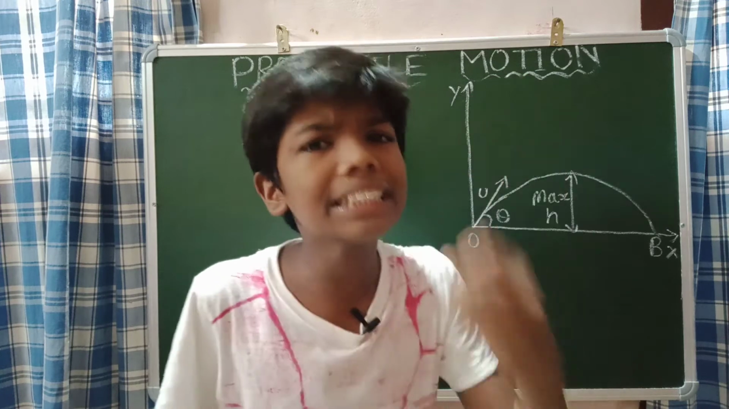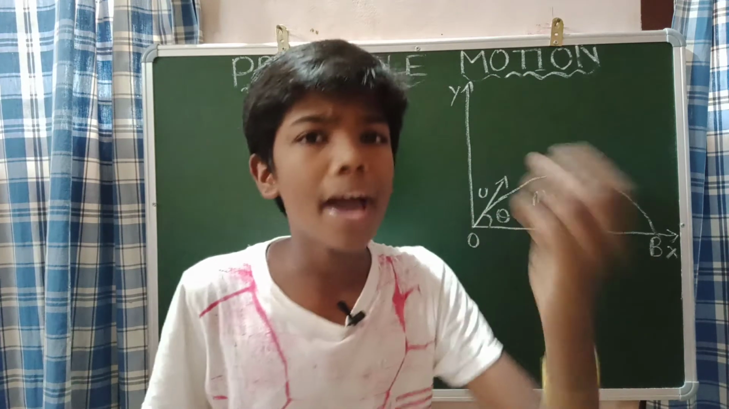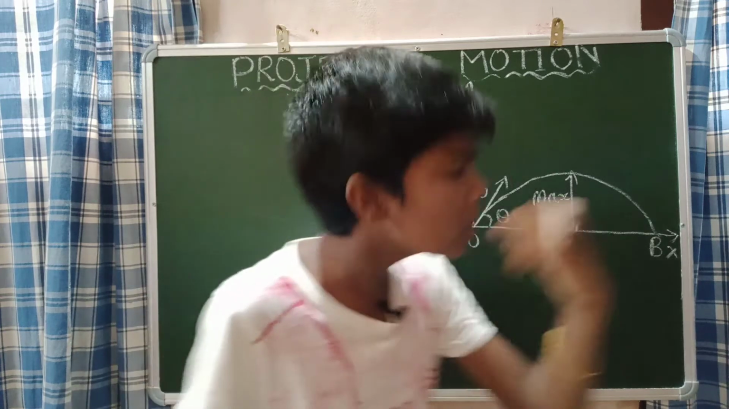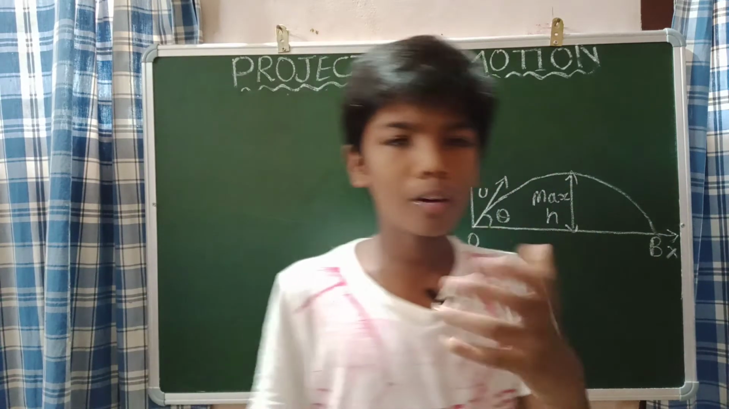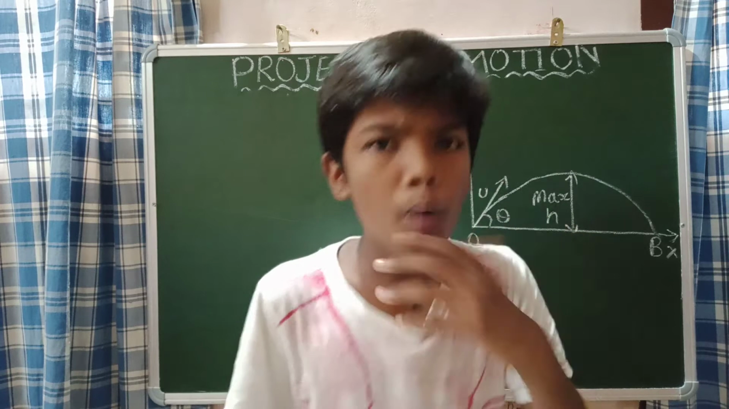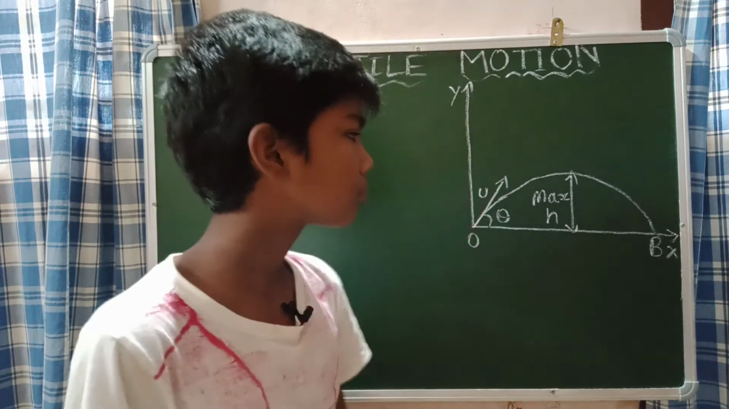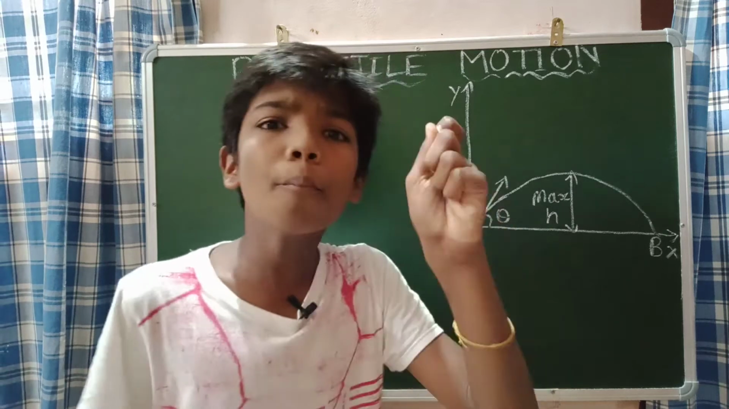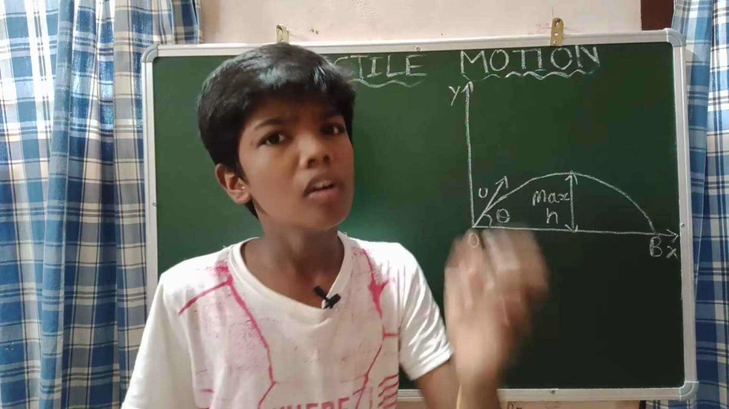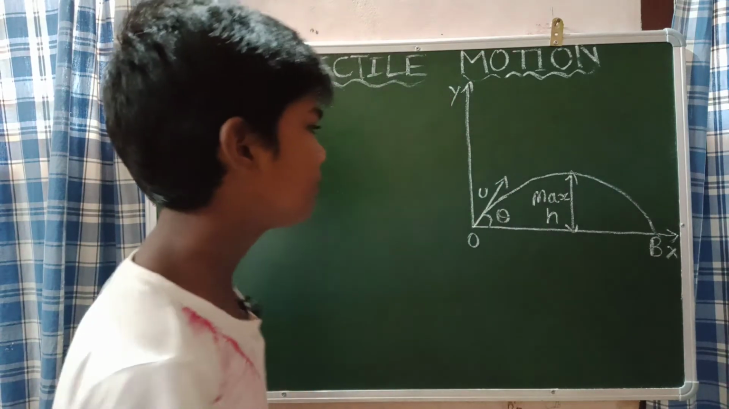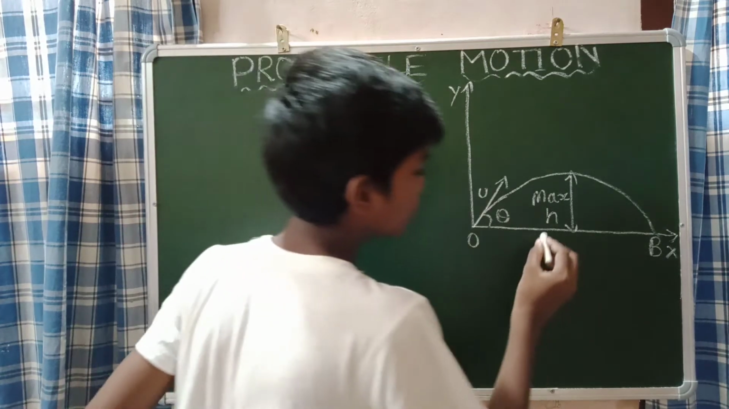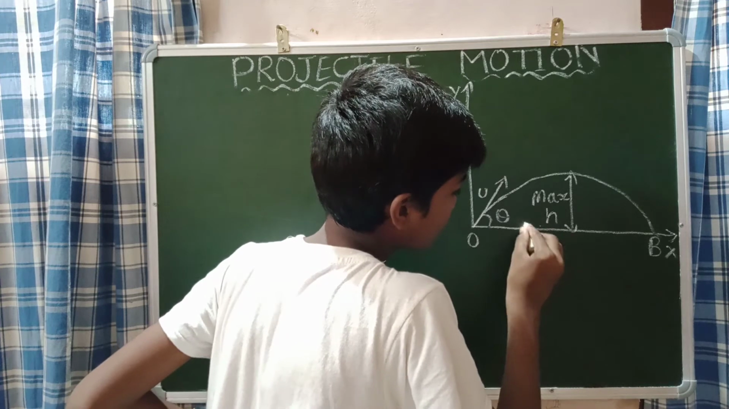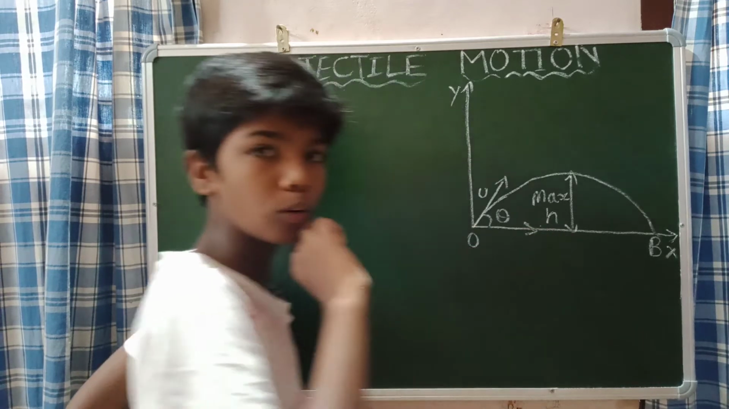Now, let me say some parameters that we need to understand in this projectile motion. Very simple concept, guys. Let us first start with the x component. Think, tell me guys, what will be the x component of initial velocity? I will draw an arrow. This arrow represents the x component of initial velocity.